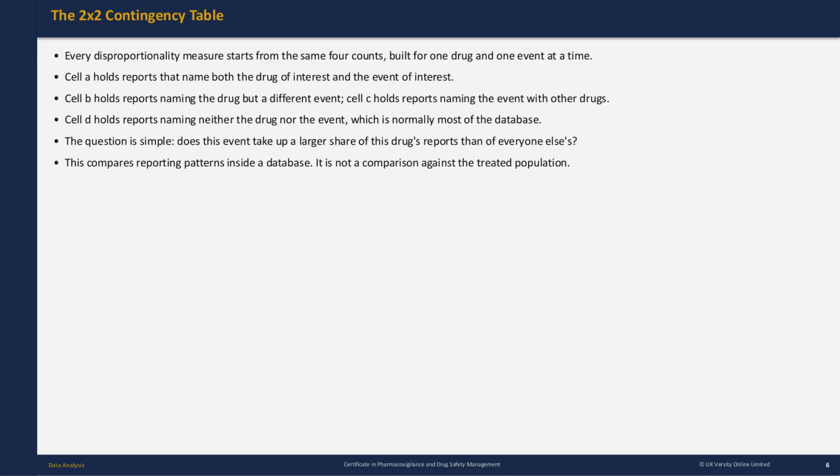The 2x2 contingency table. Every disproportionality measure starts from the same 4 counts, built for one drug and one event at a time. Cell A holds reports that name both the drug of interest and the event of interest. Cell B holds reports naming the drug but a different event. Cell C holds reports naming the event with other drugs. Cell D holds reports naming neither the drug nor the event, which is normally most of the database.